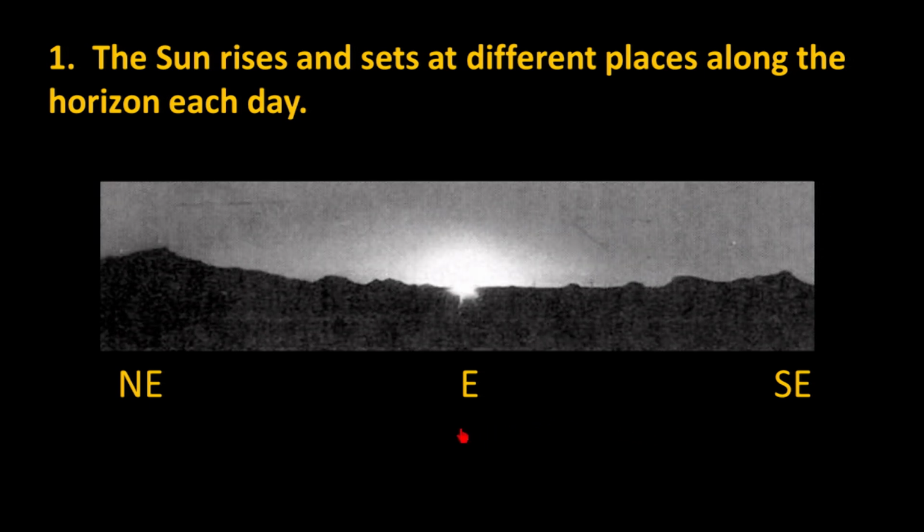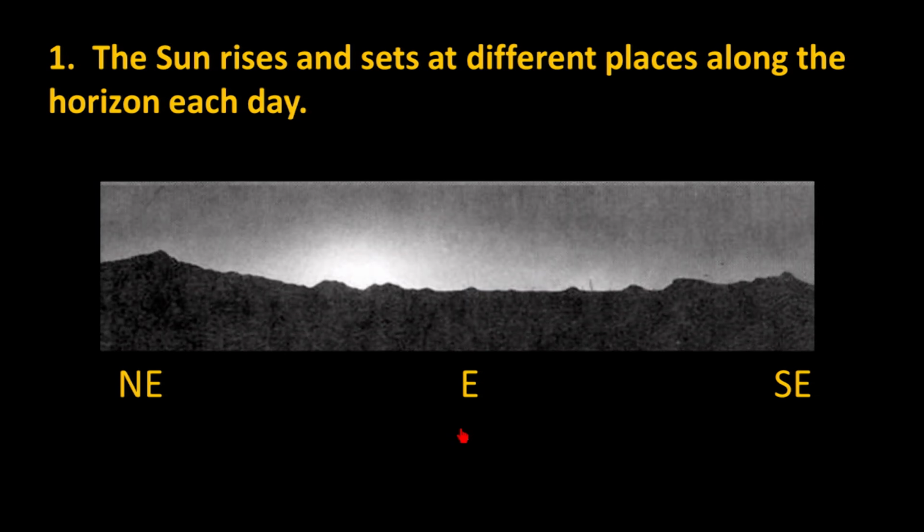There will come a day when the sun will rise exactly in the east, and this occurs on or about March 21st, sometimes the 22nd, but on or about the 21st, and this is the first official day of spring. Now, instead of saying spring, we call this the vernal equinox, and in a few minutes I'll explain to you what an equinox is.